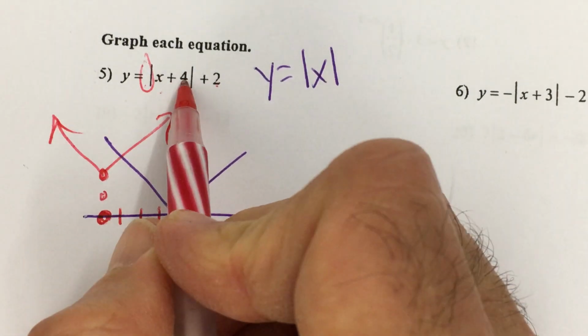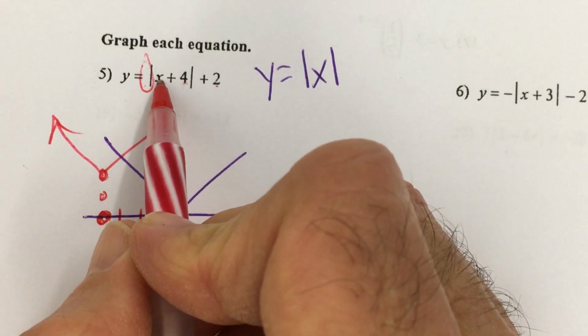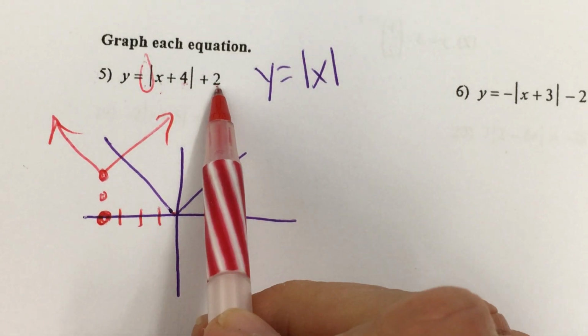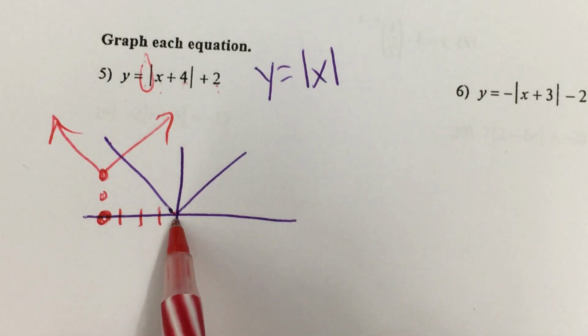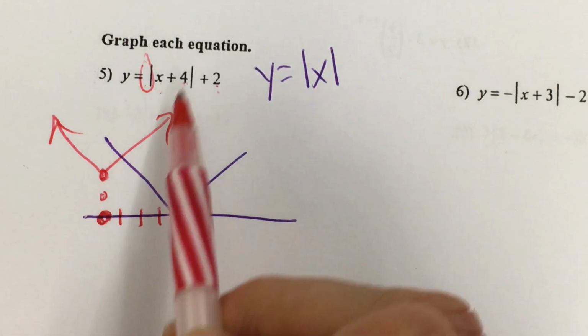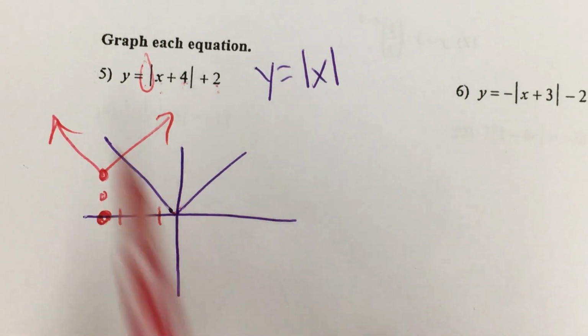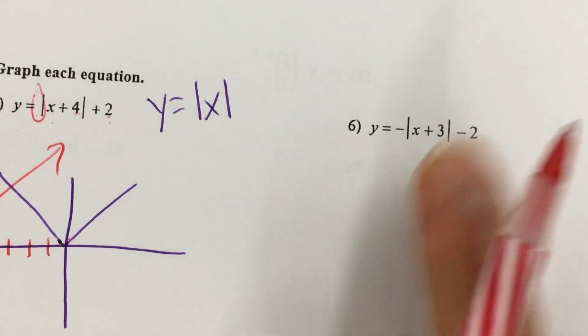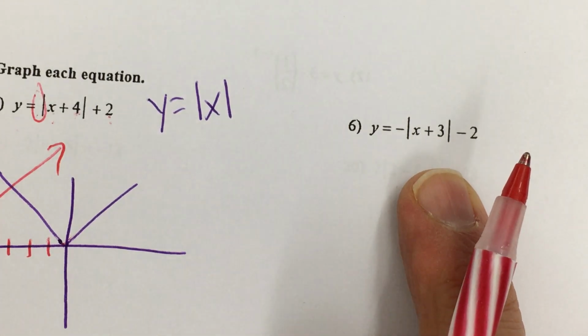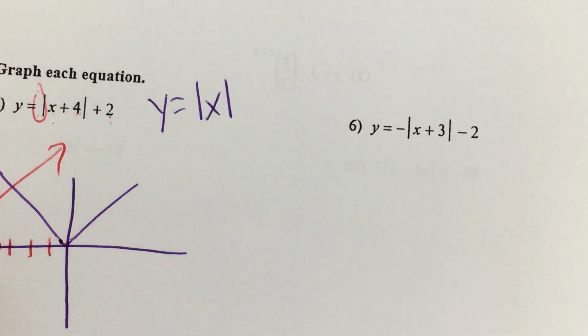Since they're telling me to go plus 4, I do the opposite of whatever my x tells me. This one says to go up 2, I will go up 2. So this one goes left 4, up 2. The slopes stay the same. You get to do this one. I will leave a key with Mr. O. Turn the page.